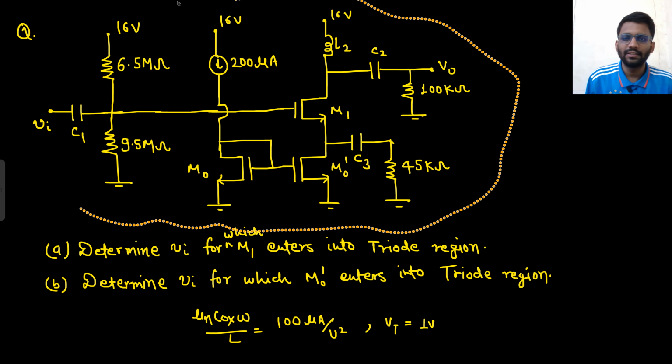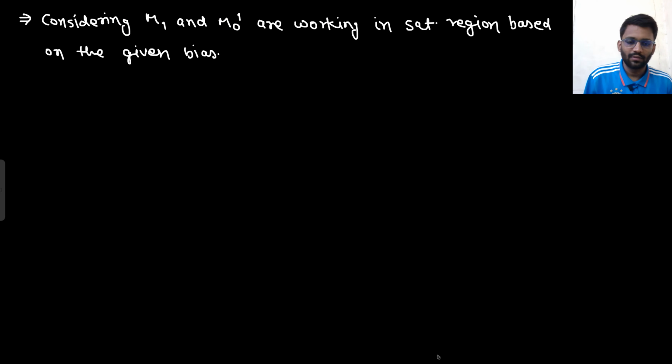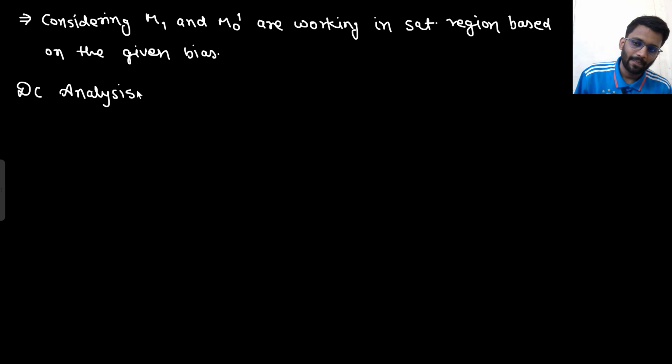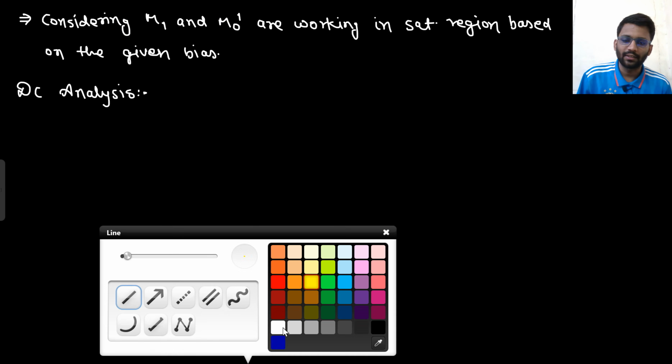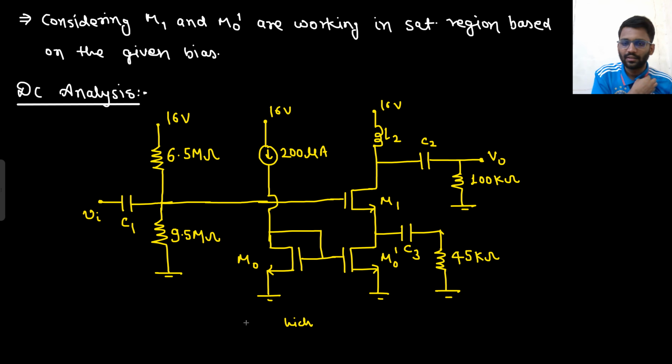So let's do the DC analysis now, and let's find out if our assumption is correct or not. So this is our particular circuit that is given, and we need to do the DC analysis.